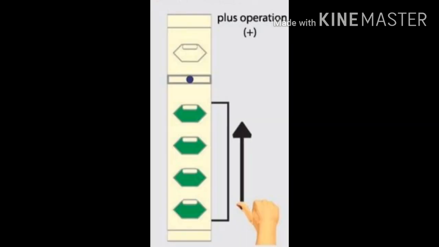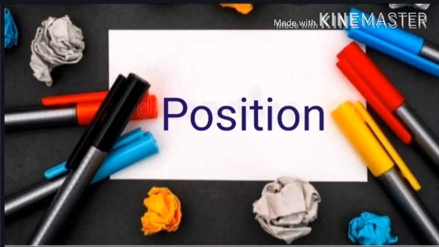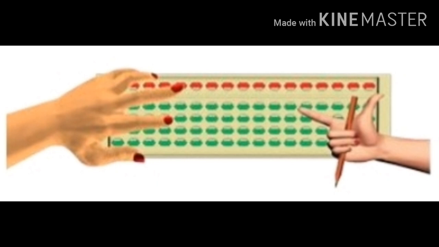Now, if you have to add any number, then you have to put the beads up. And if you have to minus any number, minus means subtraction, so you have to put the beads down. You will get it more clear afterwards in this video. Now next is our position, how you have to take your tool and sit. First of all put the tool on your table, then sit straight and don't lean on the table. This is the position. Now hold your abacus with your left hand and in your right hand you can hold your pencil.